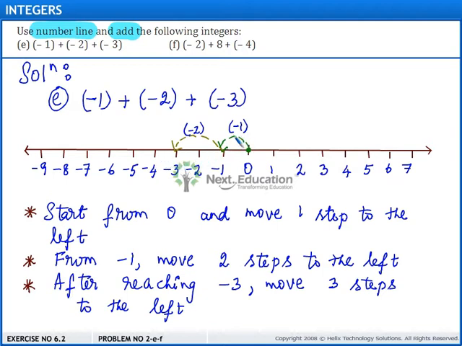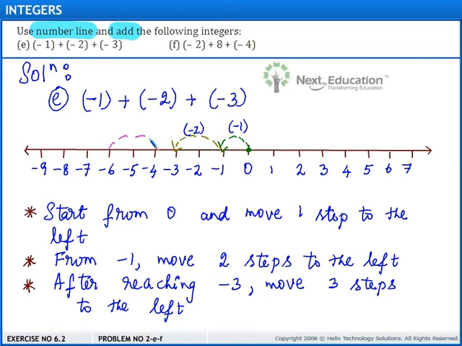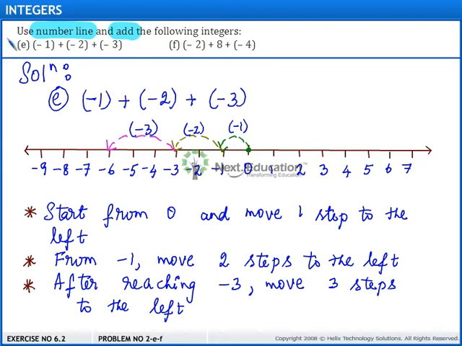After adding -1 and -2, we have reached -3. So now we need to add -3 with -3. For that, we need to further move 3 units to the left from -3. So 1, 2, 3. We have reached -6 on the number line.